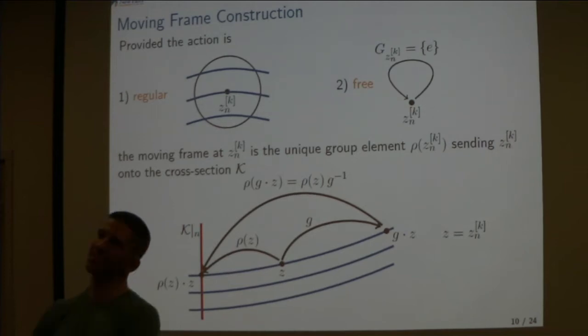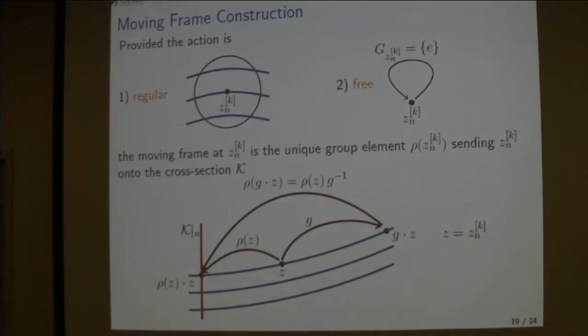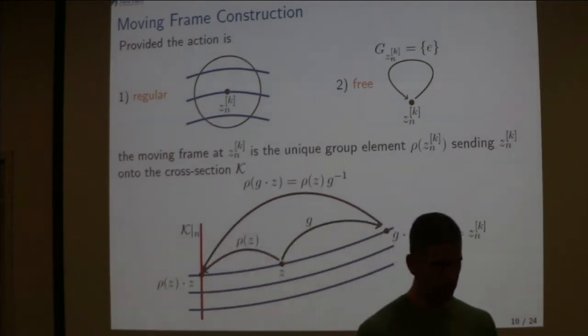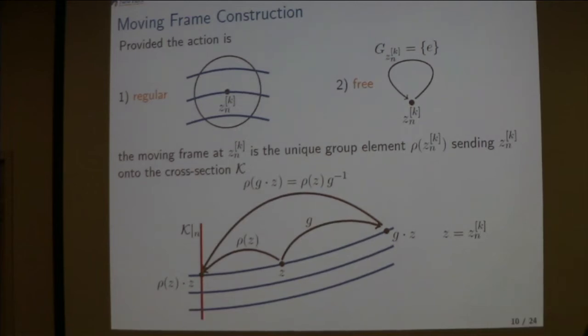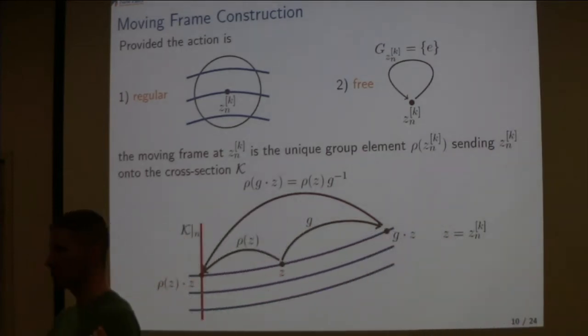Okay. Yes? Is the action of the group always transitive? Transitive? No. Transitive meaning that every two points can be connected. No. We could just have, say, in the plane, just translation like that, and that would not be transitive. We would only be able to connect two points that are on a horizontal line. So we don't require transitivity.